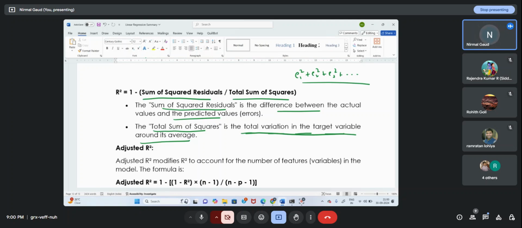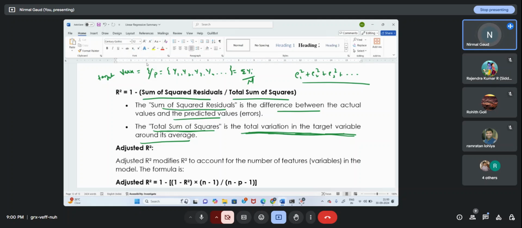Yes, total variation. That means, are you taking the target variable points? Let us suppose this is yp. So the points in yp are y1, y2, y3, y4, all. You are going to take the average of this. Let us suppose you are having n points. So the average will be the summation of yi divided by n. So total sum of squares is the total variation in the target.